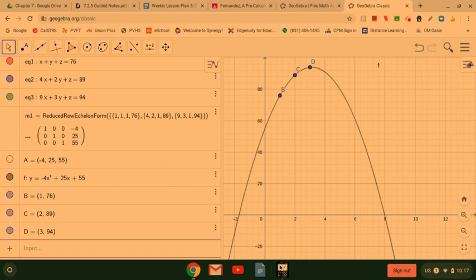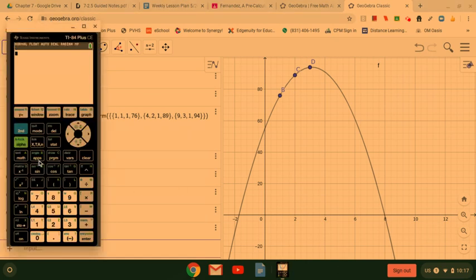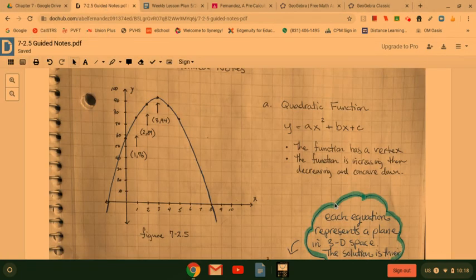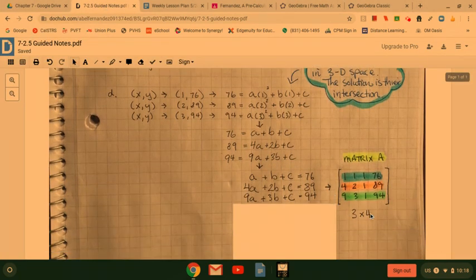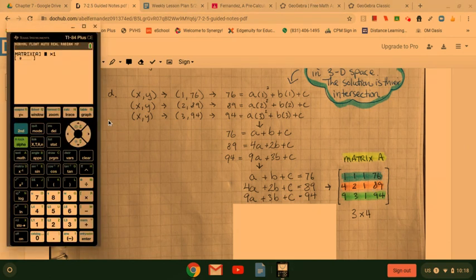Okay, one other quick method to use. I know this video is getting long, but I want to show you 2 different methods. Okay, we're going to go to second matrix here, and you're going to go over to the edit button, press enter. Just like our notes said, we're going to use a 3x4 matrix, and we're going to choose to edit matrix A. So this is going to be 3 by 4.